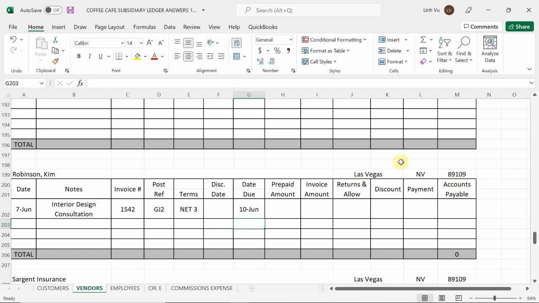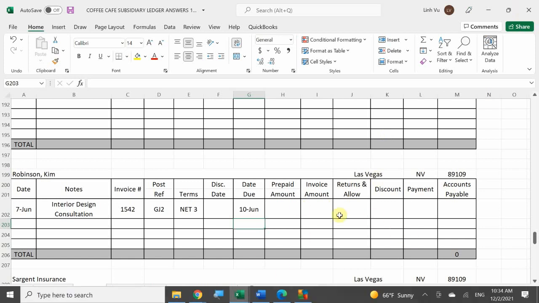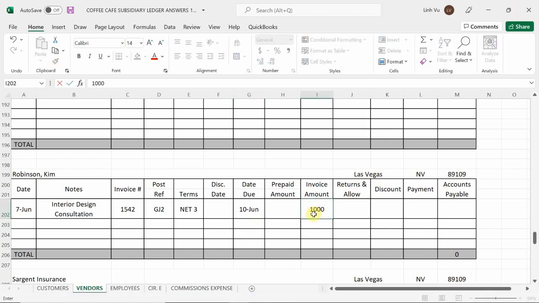Okay? And in this case, we definitely have an invoice amount of $1,000. No prepaid, no discounts, no returns, and definitely no payments. So my formula once again is invoice amount minus prepaid, minus returns, minus discounts, minus payments, because these 4 factors reduce the overall invoice amount. So in this case, I owe Kim Robinson $1,000.